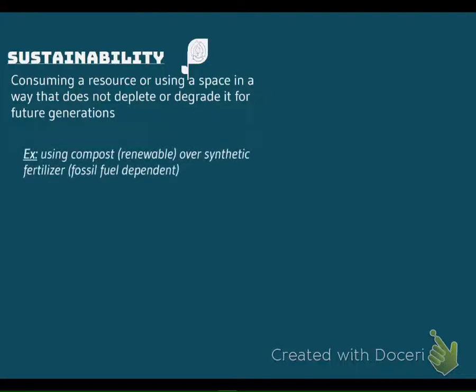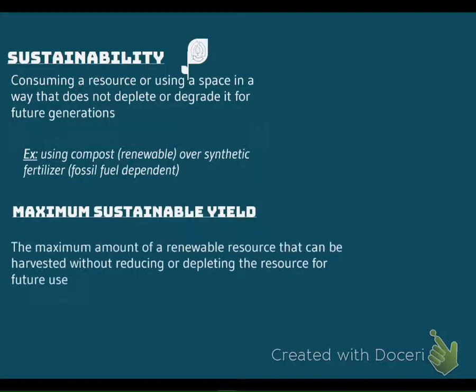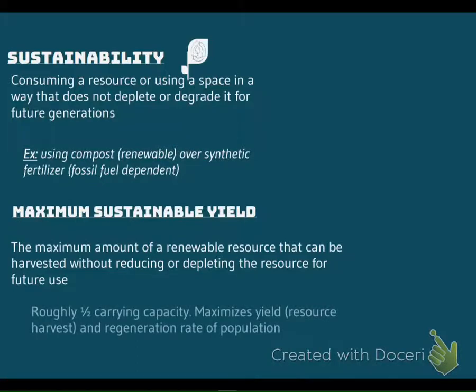For example, using compost from cattle over using synthetic fertilizer, which requires fossil fuels. The maximum sustainable yield would be the maximum amount of renewable resource that can be harvested without depleting the resource for future use. In other words, cutting down too many trees makes it so that more trees will not survive because they're not shading, there's no seeds and so forth.